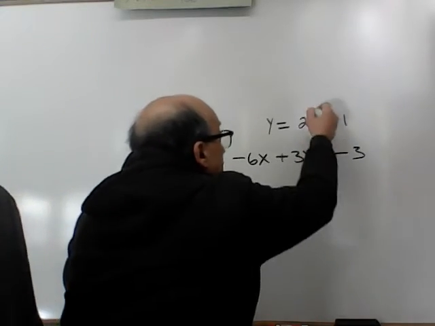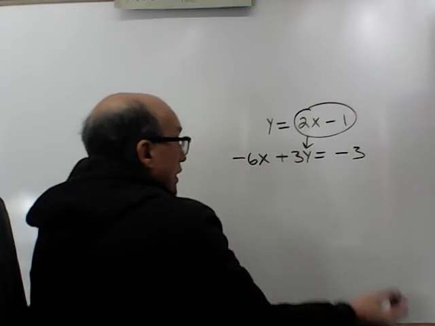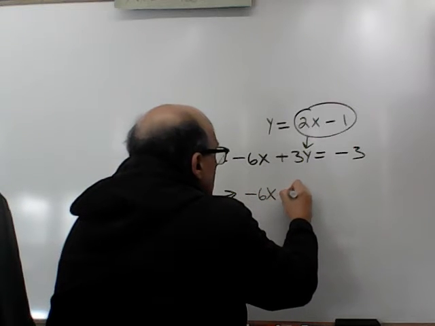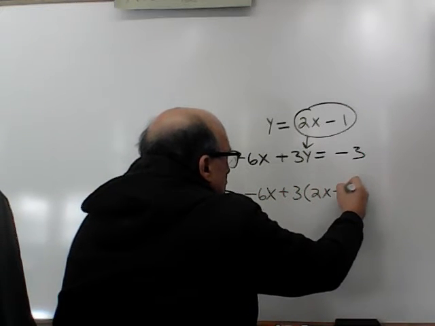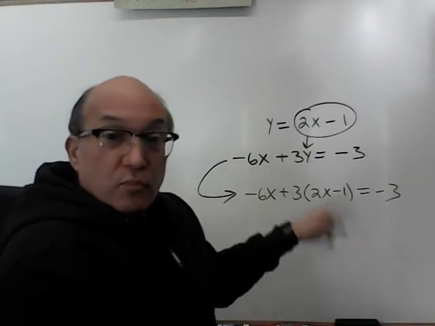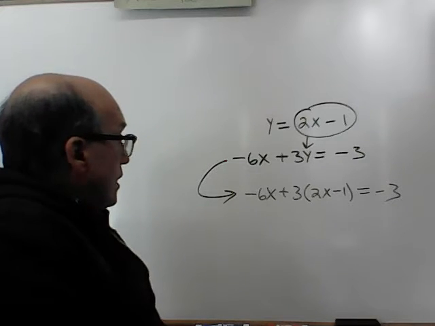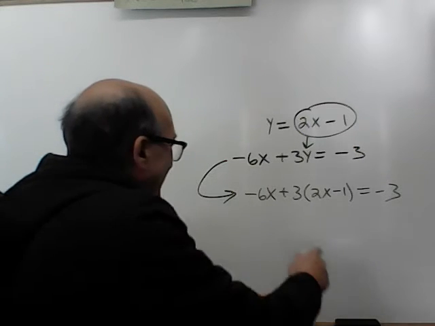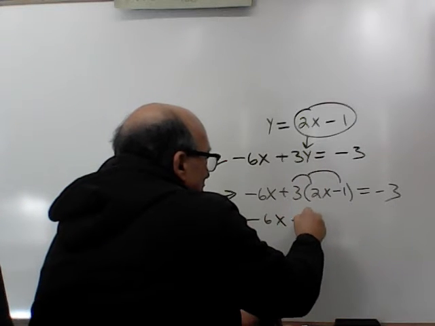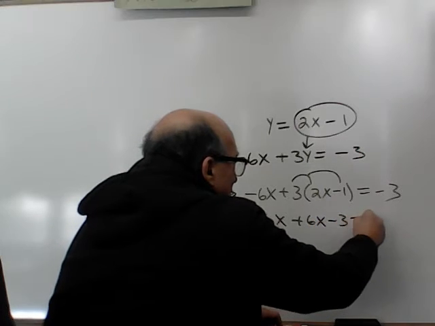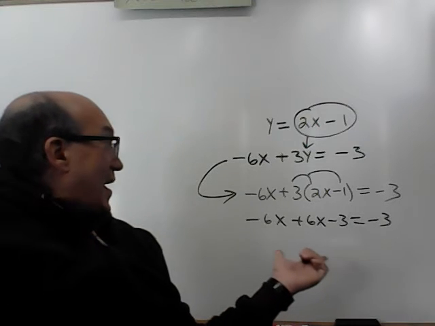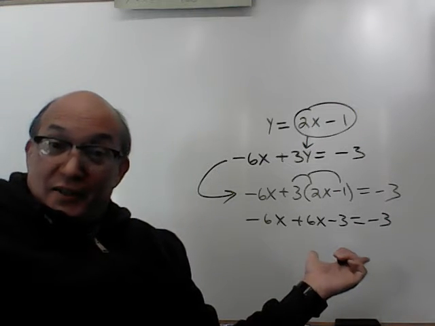We've seen this before, we've done this. So we'll take this and put it in for y, and the new version of our second equation becomes negative 6x plus 3 times 2x minus 1 equals negative 3, and of course we have to put the 2x minus 1 in parentheses and use the distributive property. So let's see what happens when we simplify the left side. Applying the distributive property, we get negative 6x plus 6x minus 3 equals negative 3, right? The left side simplifies to negative 3.